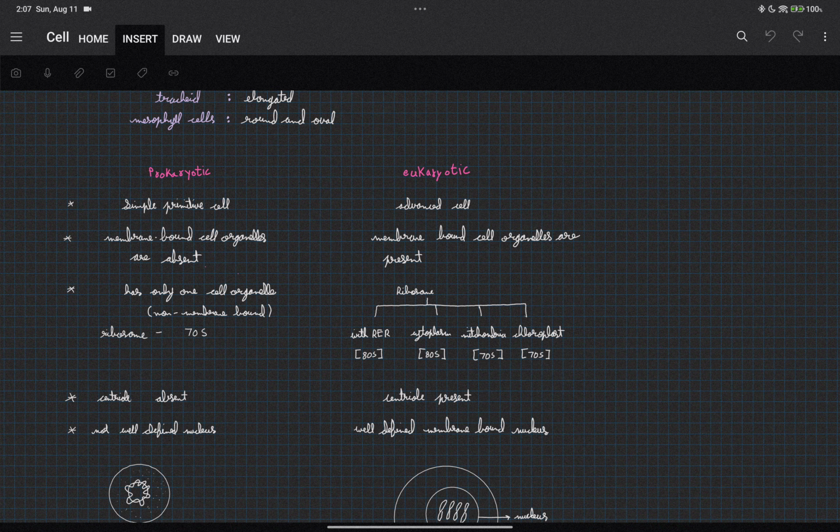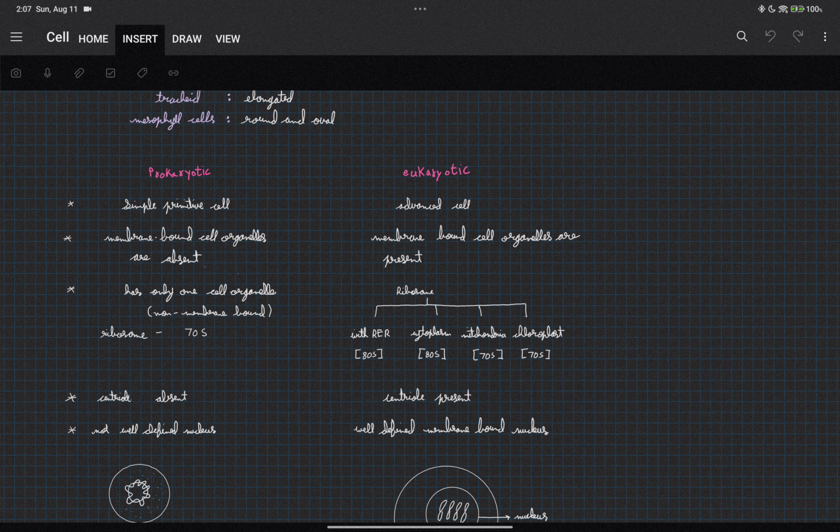Now the difference between prokaryote and eukaryote. Prokaryotes are simple, primitive cells. Membrane bound cell organelles are absent. It has only one cell organelle which is non-membrane bound. It is ribosome 70S, and centriole is absent, and the nucleus is not well defined.